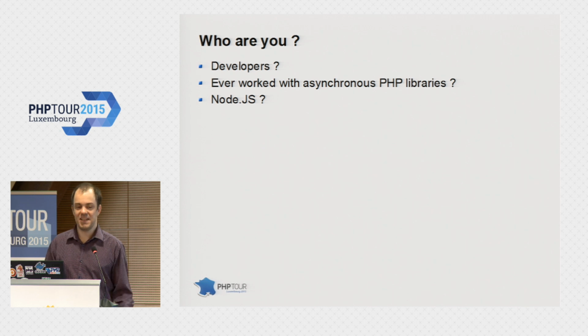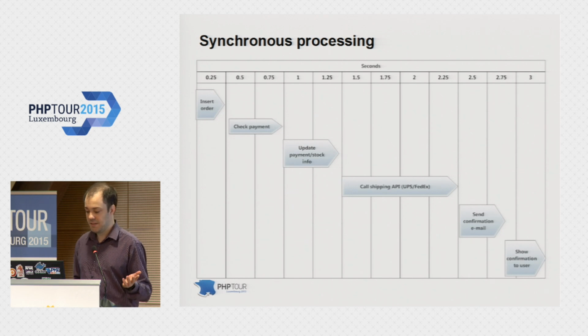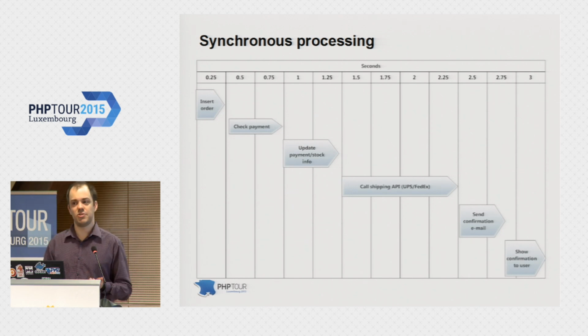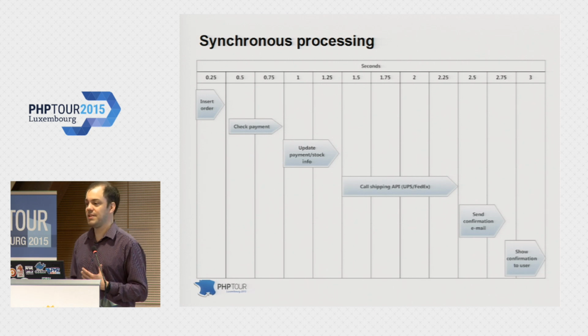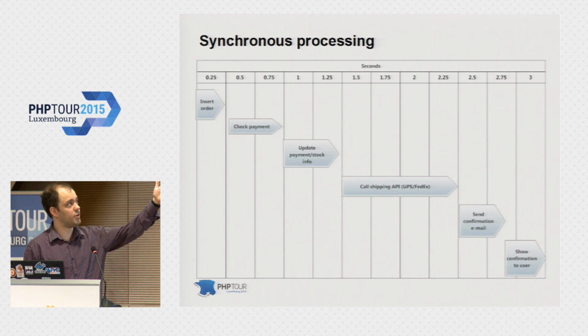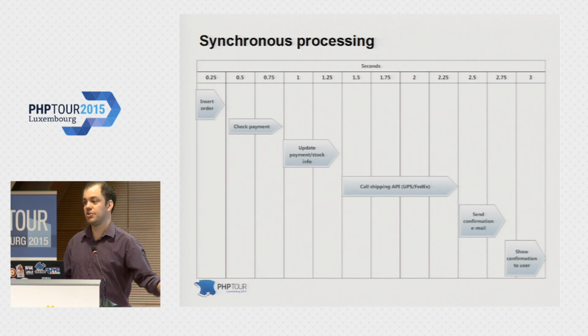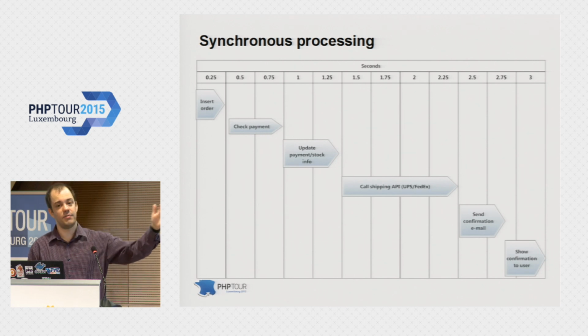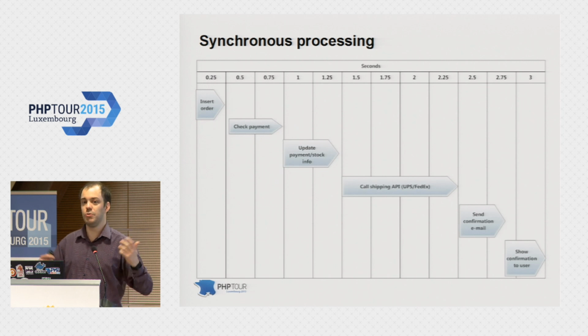Okay, so we're going to talk about asynchronous processing, which means we have to talk about what synchronous processing is as well. In synchronous processing, let's imagine we order something on a website. Then obviously we need to do quite a few things to get that order in the system and processed, and then send some kind of confirmation to the user. So in this example, we will insert an order, then check if the payment has been made, then update the payment and maybe update the stock information, then send some kind of API call to Federal Express or UPS to get it shipped. Finally, we'll send out a confirmation mail, and then display to the user, thank you for your order.